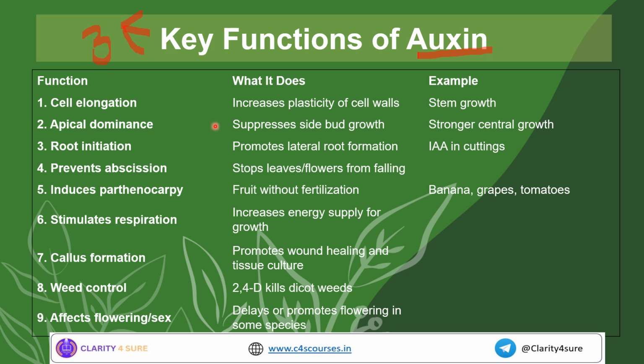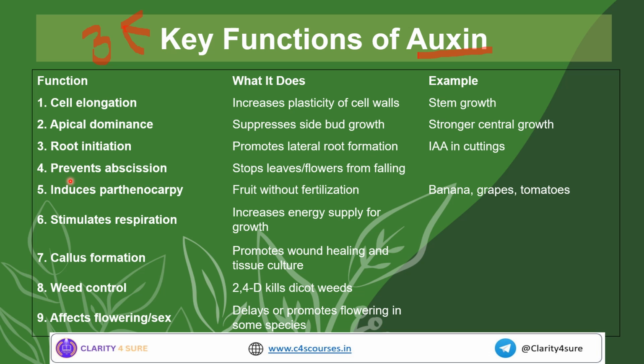Second is apical dominance. It suppresses side bud growth and gives a stronger central growth of the plant. Third is root initiation. It promotes lateral root formation, like when you take cuttings of your plants and you want them to have root formation or root initiation in those cuttings, you apply auxin there. So that would help or promote the formation of lateral roots in those cuttings, okay.